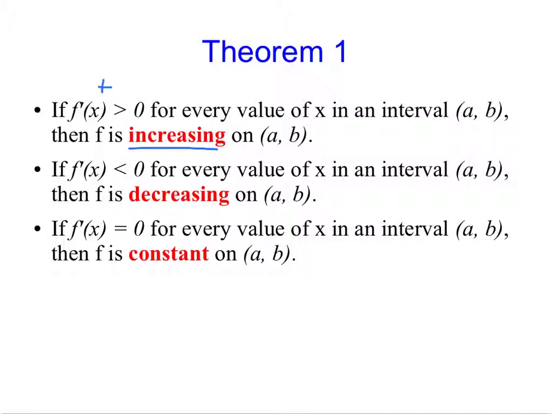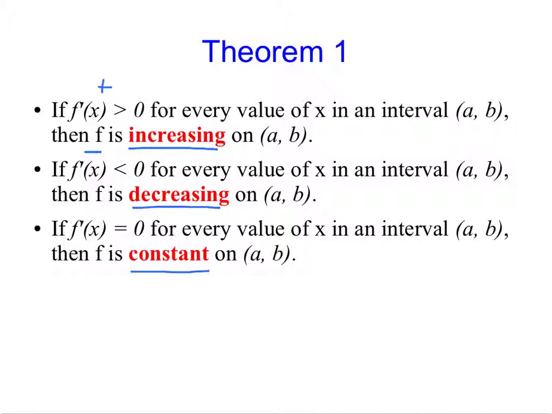Similarly, when the first derivative is negative, right, when it's less than 0, then that function is decreasing, as long as it's negative for every point on the interval. And then finally, when the first derivative equals 0, right, when the slope is 0, we have a horizontal line. That function is constant for all the points in that interval. It's constant on that interval.